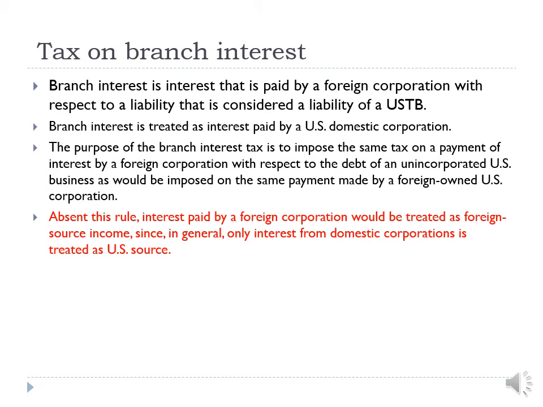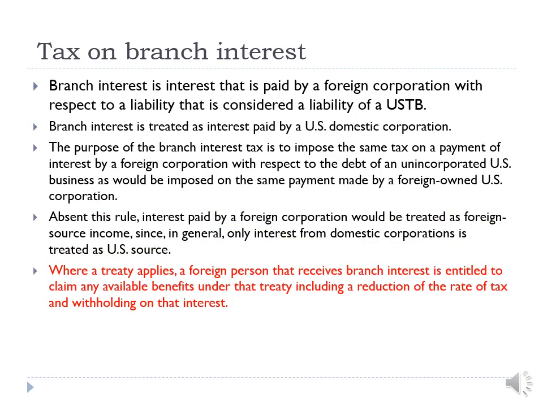Absent this rule, interest paid by a foreign corporation would be treated as foreign source income since, in general, only interest from a domestic corporation is treated as U.S. source. Where a treaty applies, a foreign person that receives branch interest is entitled to claim any available benefits under the treaty, including a reduction of the rate of tax on the interest.